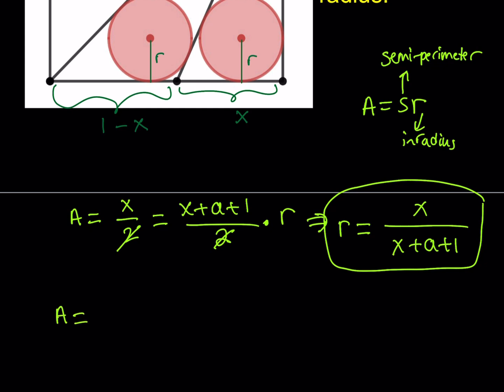The area would be base times height, which is 1, divided by 2. So the area of the second triangle, whose base is 1 minus x, is going to be 1 minus x divided by 2. Let me emphasize this base one more time. What am I going to do next? We need to set it equal to the SIR part of the equation.